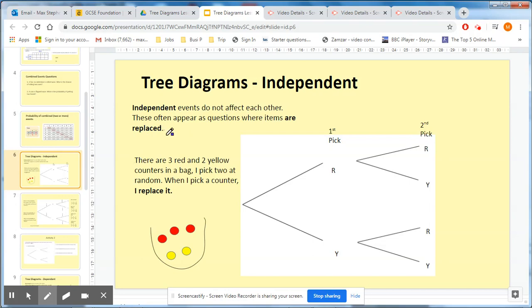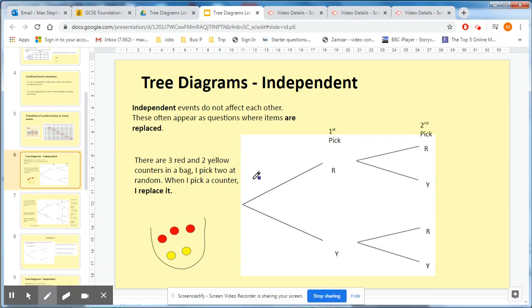So this example, I've got 3 red and 2 yellow counters in the bag, which you can see here. And I'm going to pick 2 at random. So I'm going to do 1 and then the other. When I pick a counter, I replace it. So as soon as I take one out, I'm going to make note of the probability. I'm going to make note of what I get. I'm going to write down the probability on my tree, and then I'm just going to put it back in.